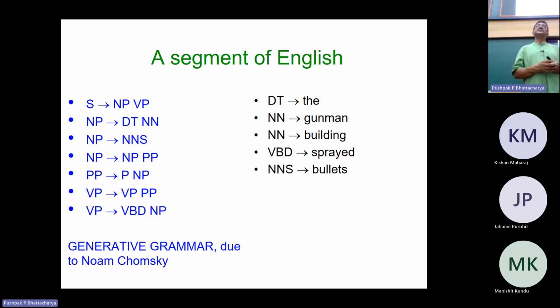Then these rules are called structural rules, not syntactic rules. There are lexical rules, which are DT going to the, NN going to gunman, NN going to building, VBD going to sprayed, and NNS going to bullets. So our lexical rules are very few. The dictionary consists of only 5 words. Okay. Now, given lexical rules are nothing but part of speech tags. Given lexical rules and syntax rules, you should be able to see for yourself which strings are grammatical, which sentences are grammatical, and which are not.